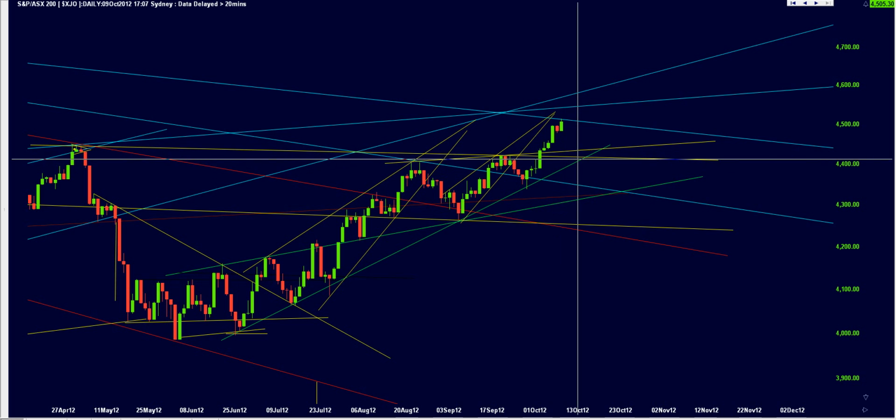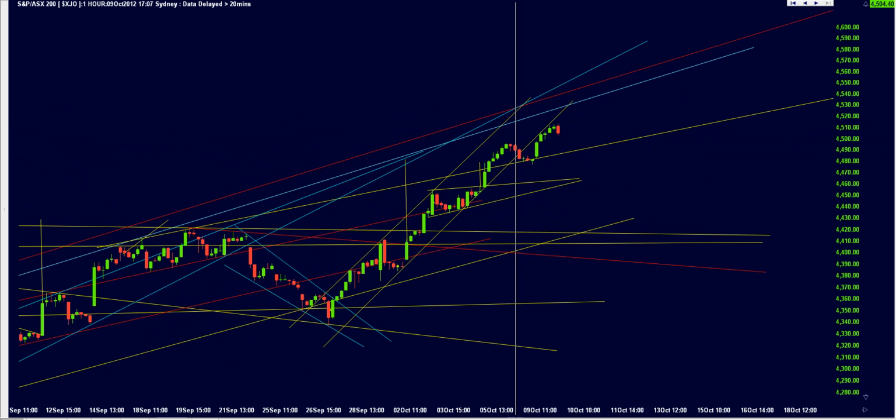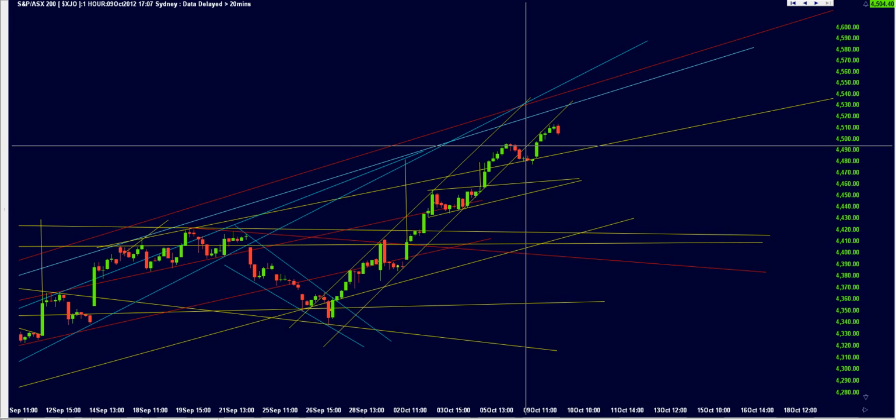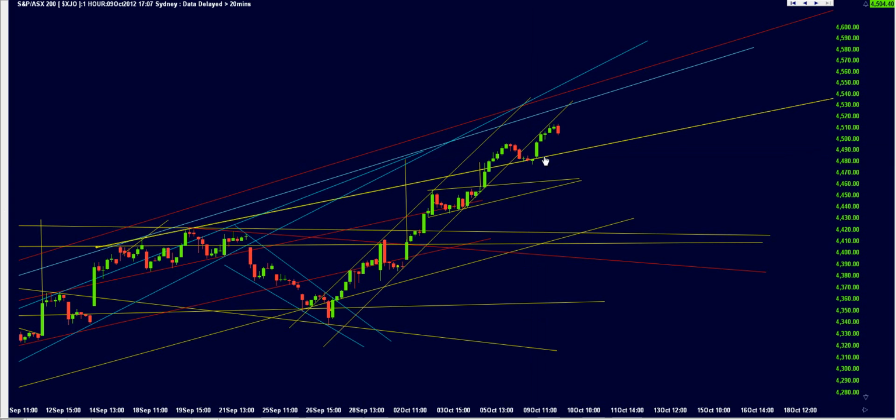Let's take a look on an hourly chart now and just see what's been going on the last couple of days. On the weekly review, we're also talking about this bottom boundary line. Now, after breaking this bottom line, you can see that the market found support on this yellow line that I've got drawn here on the chart.